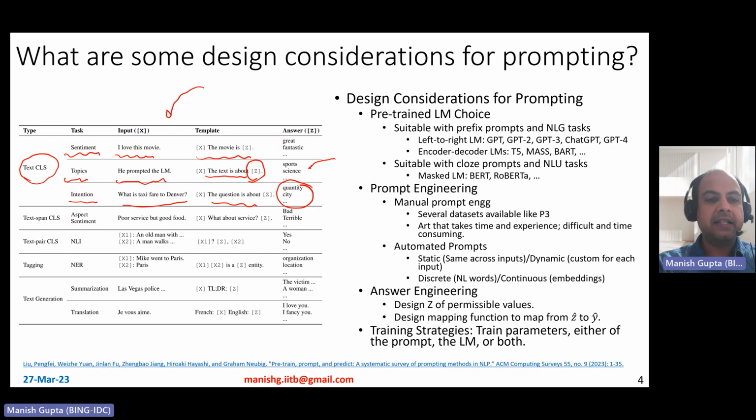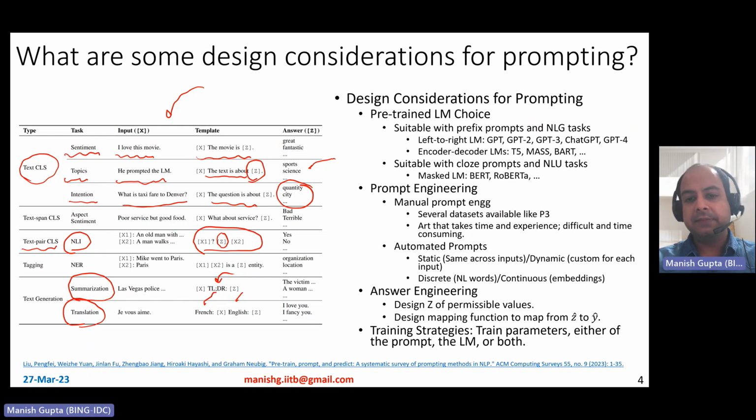There could be other kinds like NLI, which is text pair classification, so X1 and X2, and the template could be just this: an old man with whatever, that's the hypothesis, question mark, so you have to fill in yes or no for the second sentence. Similarly, there could be a summarization task, and you could denote that by a prompt like TLDR, or a translation task, where you give the language names with colons to indicate that you're trying to do a translation task.